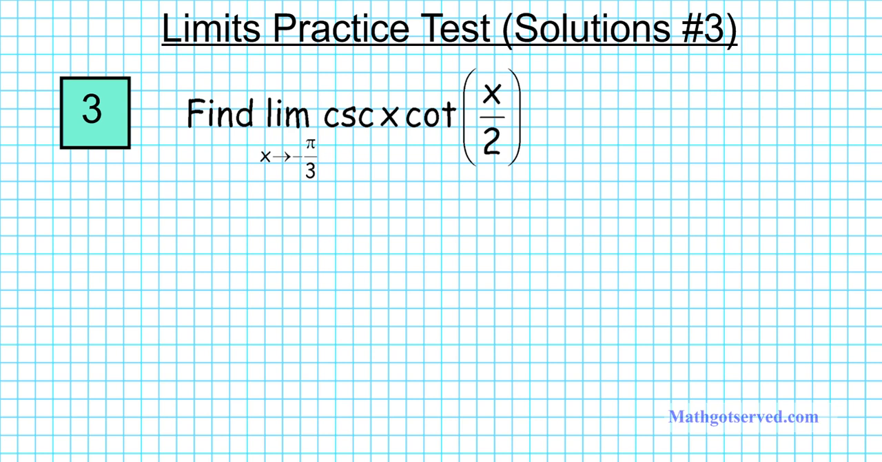All right, let's take a look at question number 3. For problem 3, we have to find the limit as x approaches negative pi over 3 of cosecant x times cotangent x over 2. Before we get started, let's take a look at some formulas and facts that we're going to be using to solve this problem.